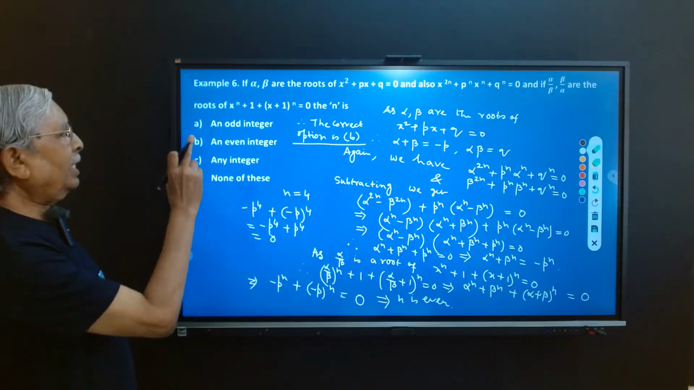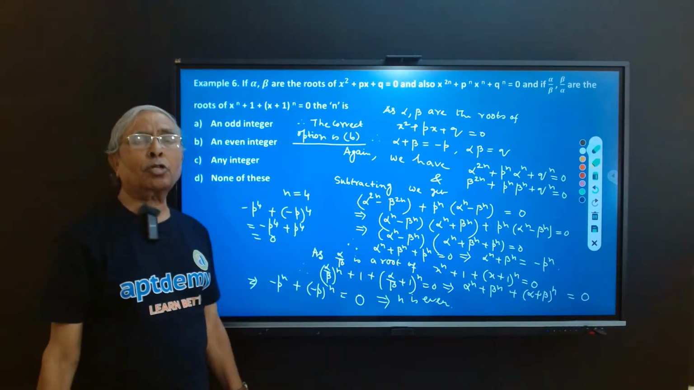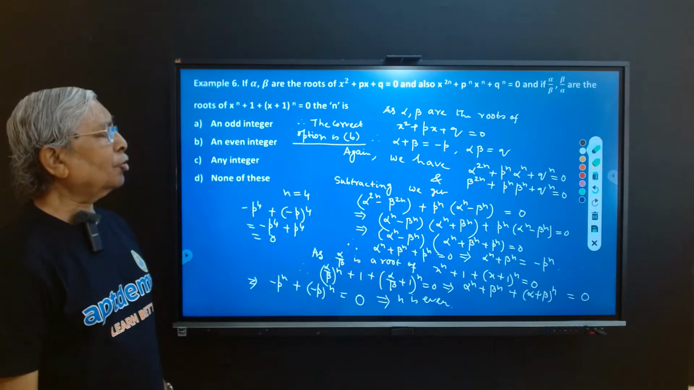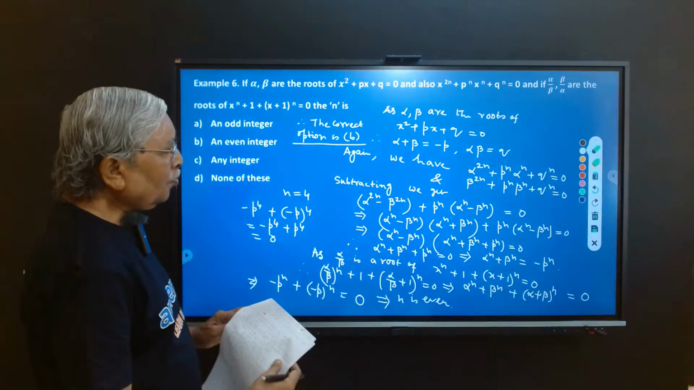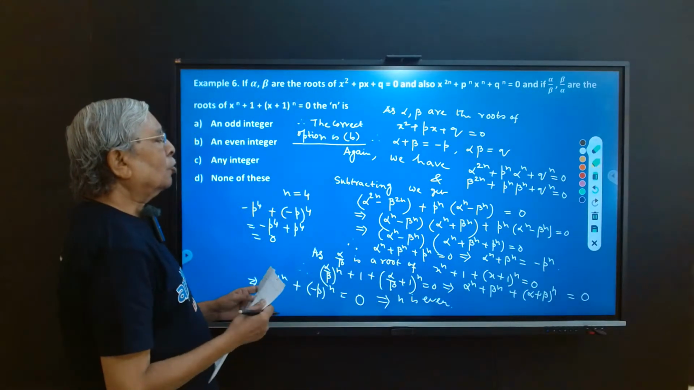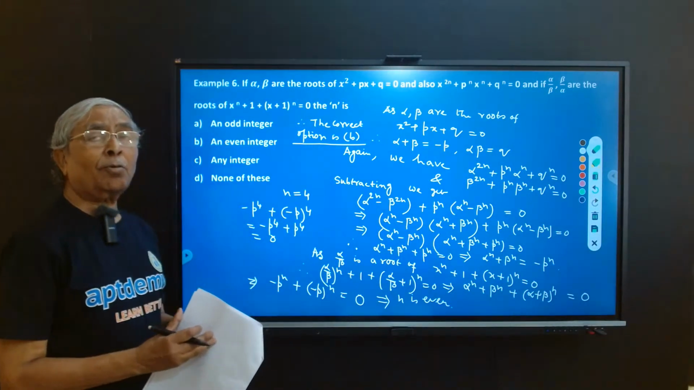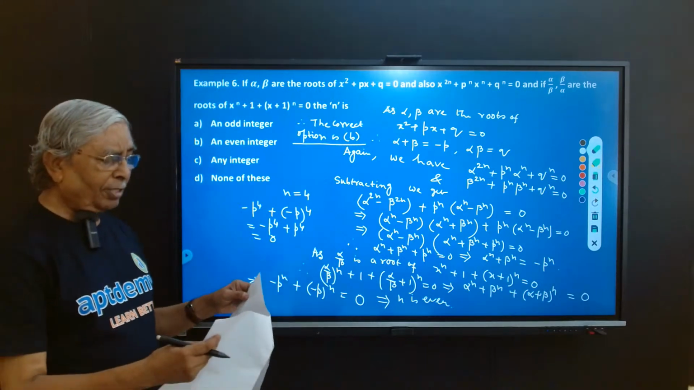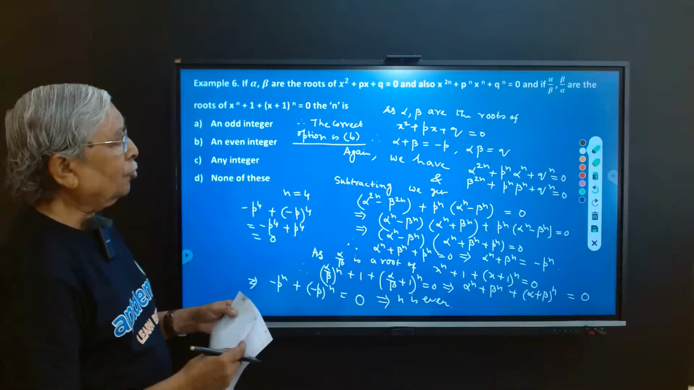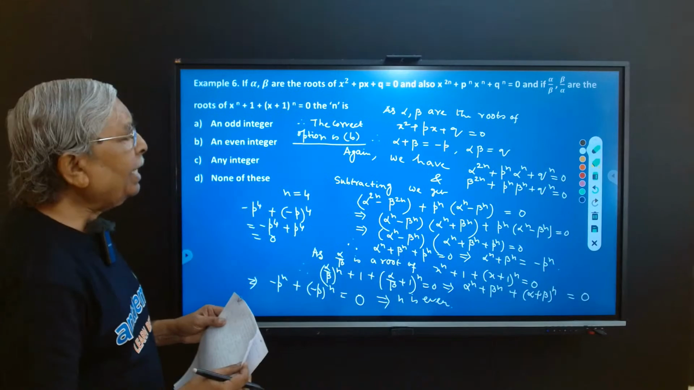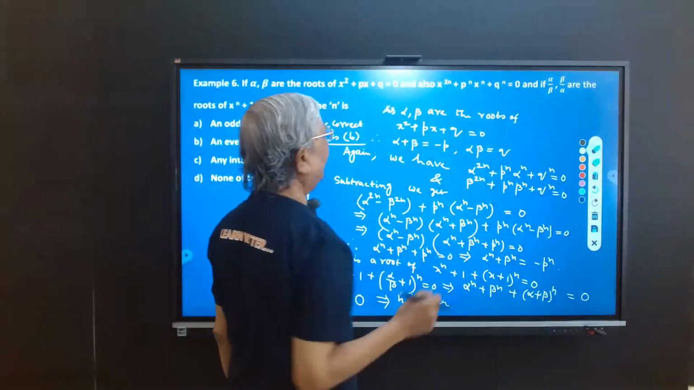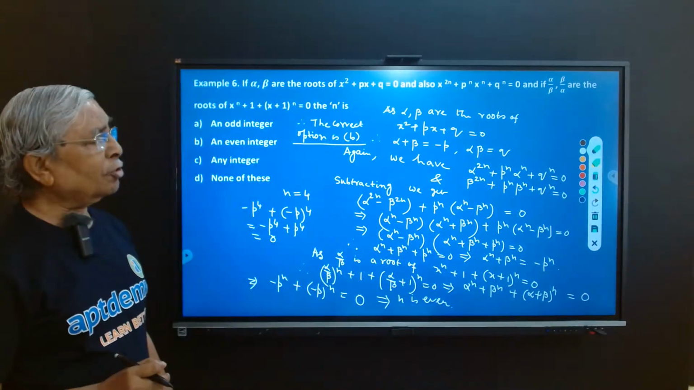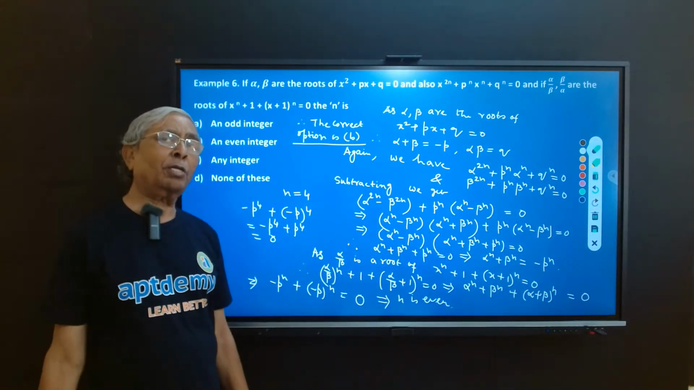First, you are given alpha beta are the roots of x square plus px plus q equal to 0. You can at once write the sum of the roots and the product of the roots. So alpha plus beta equals minus p, and alpha beta equals q. Again, you are given alpha beta are the roots of this equation: x to the power twice n plus p to the power n into x to the power n plus q to the power n equals 0.